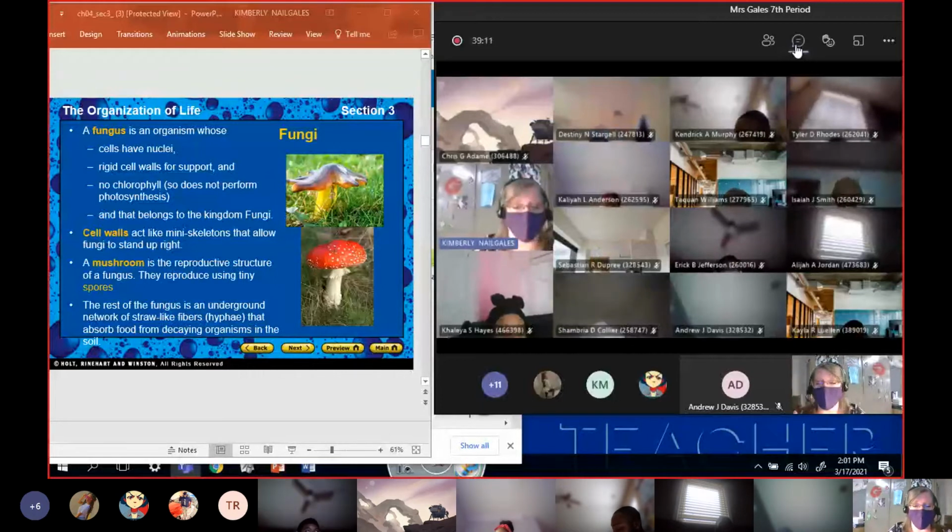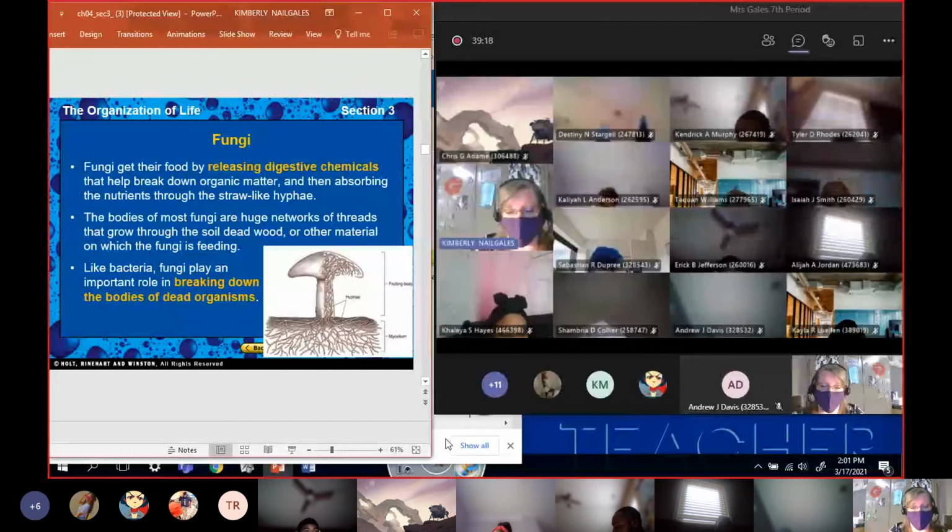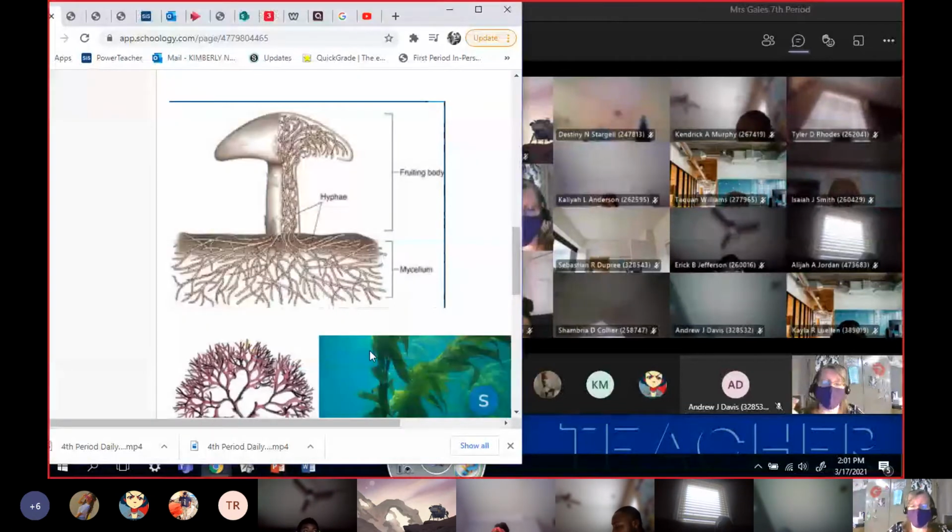So the way that the funguses are made is that they look sort of like this. Now I have a bigger picture here for you. Let me roll down to the bigger picture. Here we go. All right, so this root type stuff in the fungus is called mycelium, and it's made of tiny little straw-like things called hyphae. This mushroom part is where they actually make their spores.